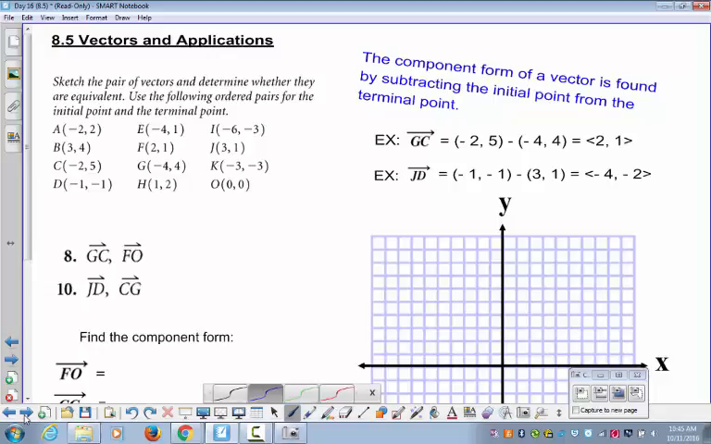Force is another example of a vector quantity. Acceleration is another example. So those are the ones you use a lot in math and science: velocity, acceleration, and force. Those are the three primary ones. And so when we talk about force, there has to be a direction to the force.